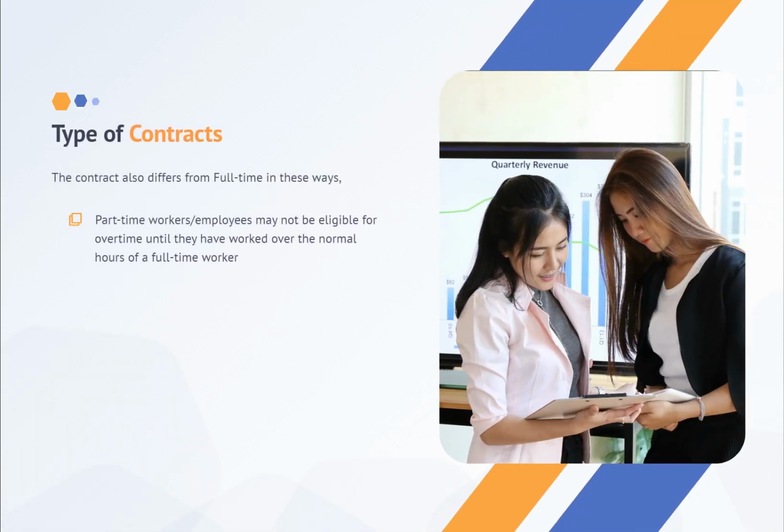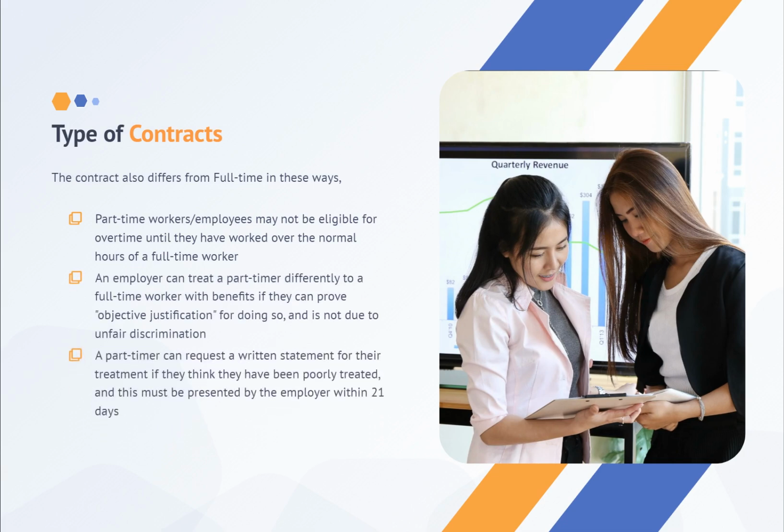The contract also differs from full-time in these ways. Part-time workers or employees may not be eligible for overtime until they have worked over the normal hours of a full-time worker. An employer can treat a part-timer differently to a full-time worker with benefits if they can prove objective justification for doing so, and is not due to unfair discrimination. A part-timer can request a written statement for their treatment if they think they have been poorly treated, and this must be presented by the employer within 21 days.